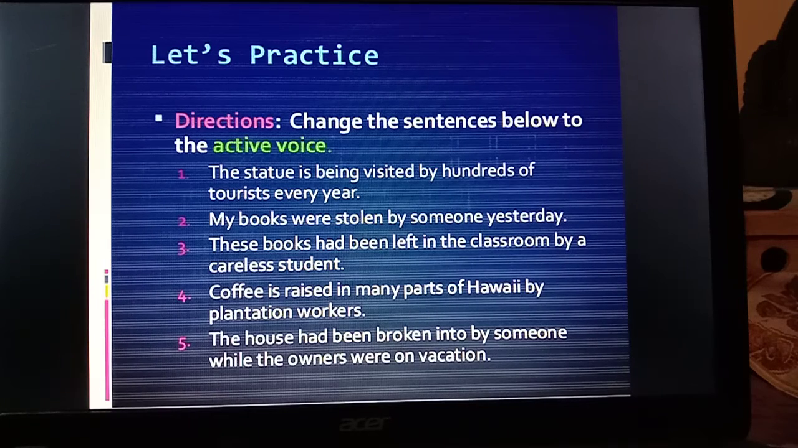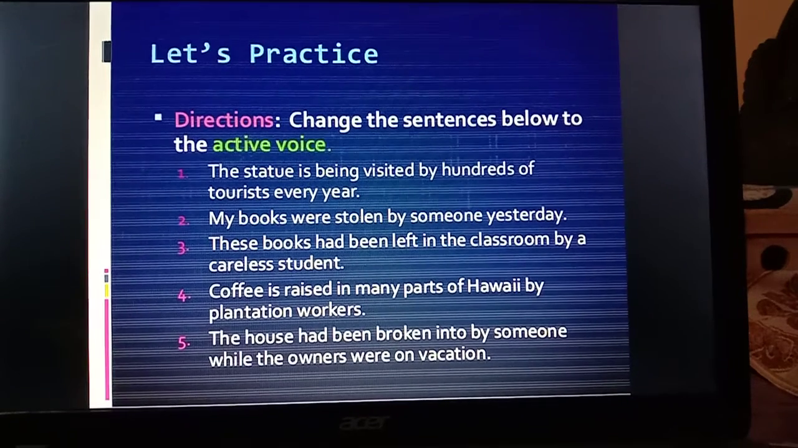Now let us practice. Change the sentences below to the active voice. The statue is being visited by hundreds of tourists every year. This is the passive voice. Now we will change it into active voice. The statue is being visited by hundreds of tourists every year. So when we change it into active voice, it will be like this: hundreds of tourists visit the statue every year.